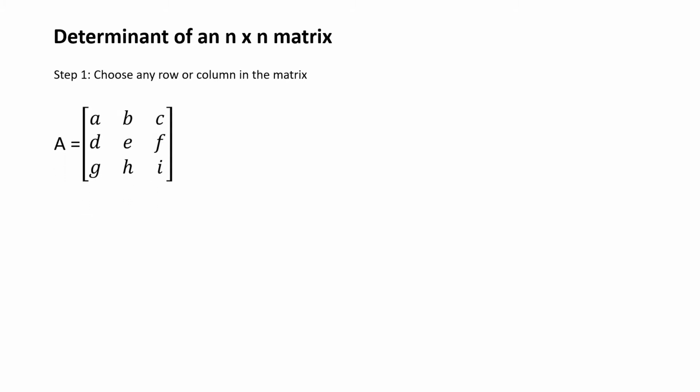Now let's look at the process of finding the determinant of an n by n matrix. Step 1, choose any row or column in the matrix. For this example, we're going to choose the first column, and it consists of 3 elements, A, D, and G.